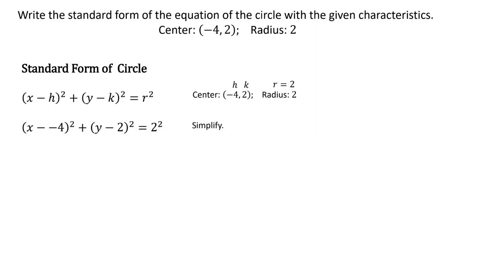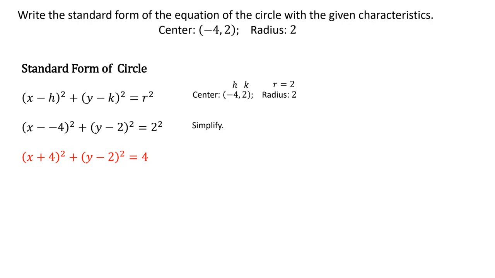So we went ahead and put in the negative 4 for h, so we have x minus 4 squared plus the value for k is negative 2 or positive 2, which is a minus 2 squared, and our radius is 2, so we have 2 squared. So let's go ahead and simplify, and we end up with x plus 4 squared plus y minus 2 squared is equal to 2 squared is equal to 4. So this is our answer.